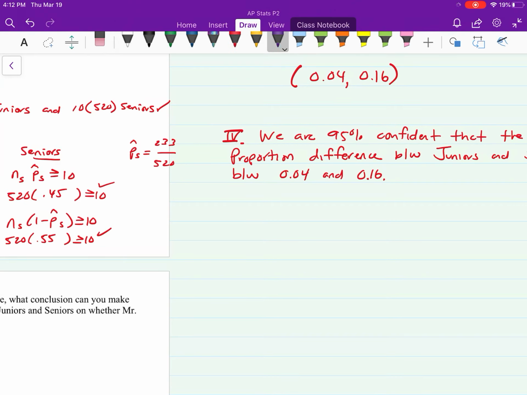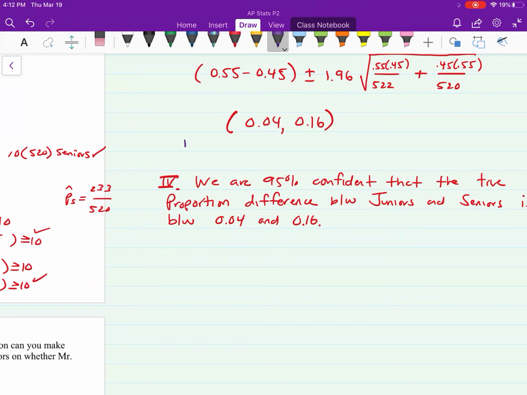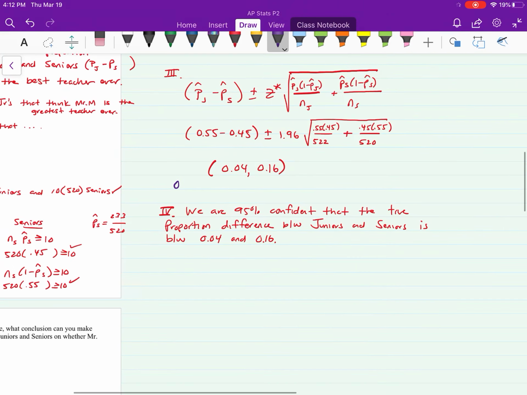What I want to show you is that I want to introduce the number 0. What would a zero difference mean? A zero difference, if zero was in that confidence interval, would mean that there is no difference in the two proportions. But does this confidence interval include the number 0? Well, our confidence interval goes from 0.04 to 0.16. 0 is not in that interval, which means that there is evidence that there's a difference, because it's actually not plausible that there is a 0 difference, because 0 is not in that confidence interval.